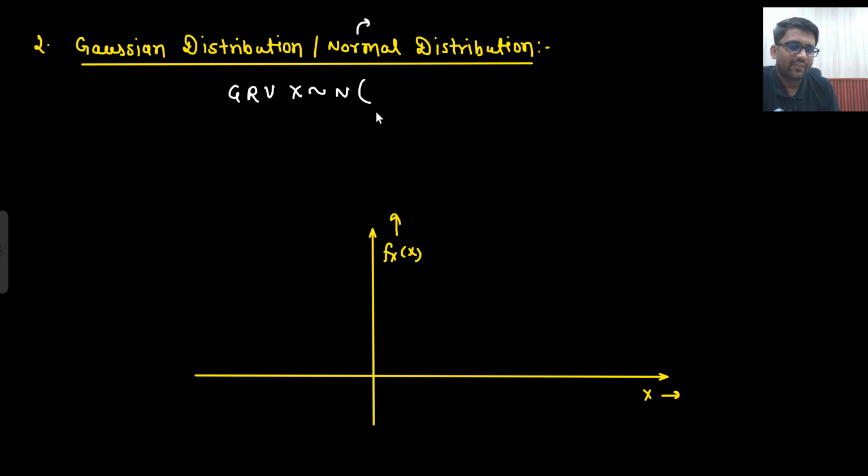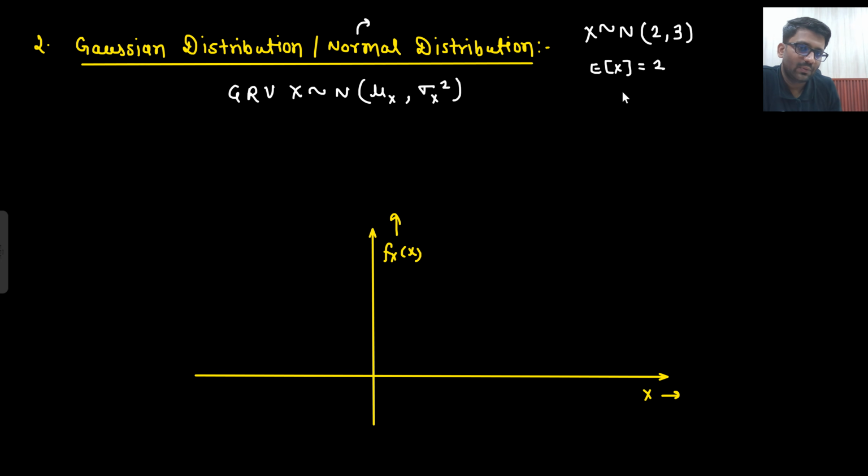So x is a Gaussian random variable having mu x mean and sigma x square variance. In the bracket, the first value will be the mean, the second will be the variance. If somewhere it is written that x is N(2, 3), what does that mean? That expectation of x is 2 and variance of x is 3, and the type of distribution is Gaussian. So it is a Gaussian random variable with mean 2 and variance 3. Mean and variance are written in the bracket of N.